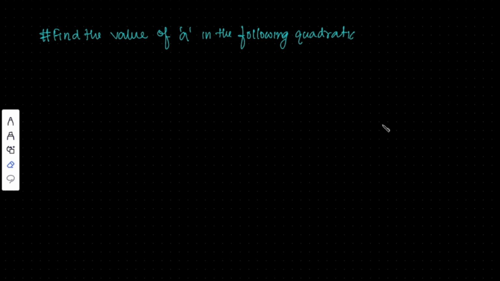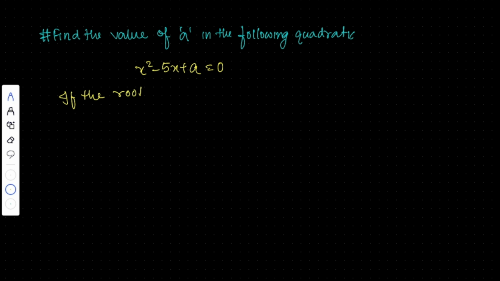Find the value of A in the following quadratic. The quadratic given is x square minus 5x plus A equals 0. And given that the roots are alpha and beta, then alpha square plus beta square equals 5 only.